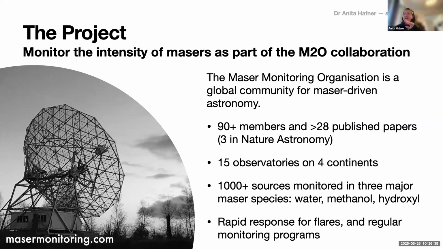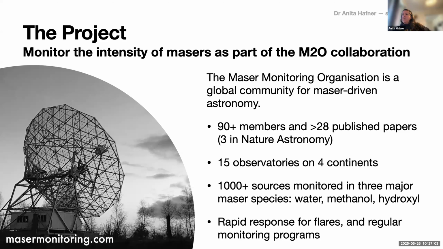So I tried to update some of these numbers, but I noticed that my recent paper wasn't included on the list of their publications. So there's probably greater than 28 published papers from this group, 3 of them in Nature Astronomy. I think most of those have the same first author. There's a couple of talented bright sparks in there. But really, it involves quite a lot of observatories on quite a lot of continents and quite a lot of sources that are regularly being monitored.